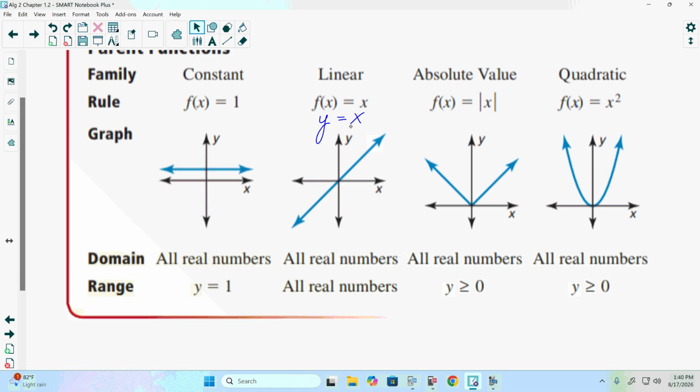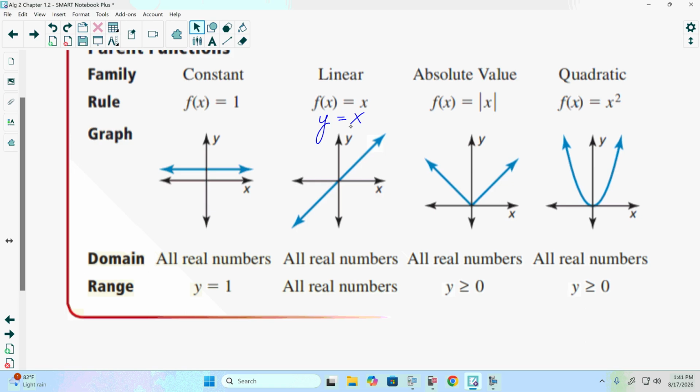I know you all have done a lot of linear equations, especially in Algebra 1. y equals mx plus b. This is the most basic version of a line. We can move it up, we can move it down, we can stretch it, we can shrink it. Any transformation we apply to it to get us to any other equation of a line.